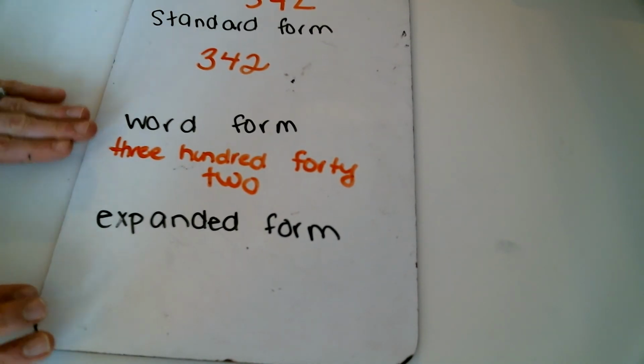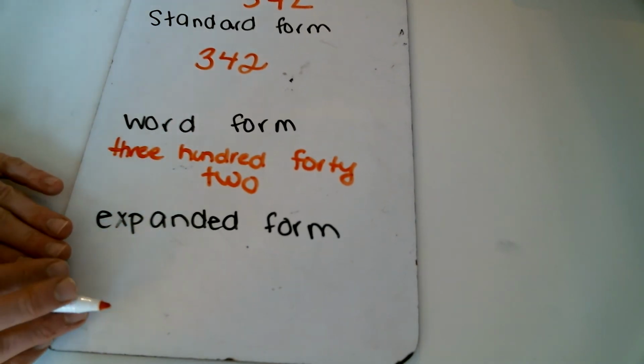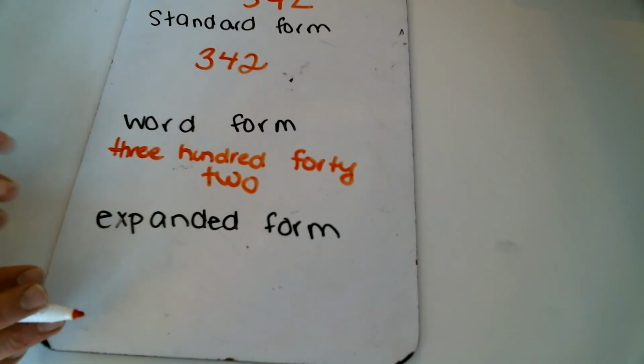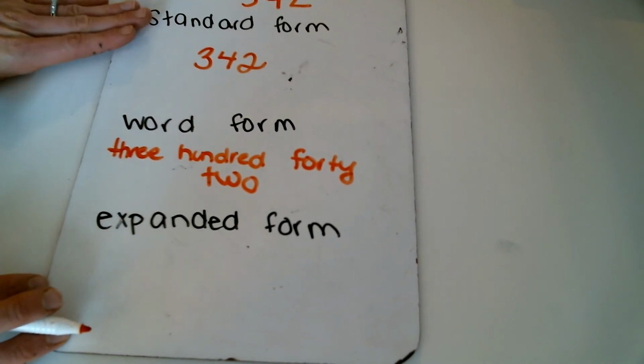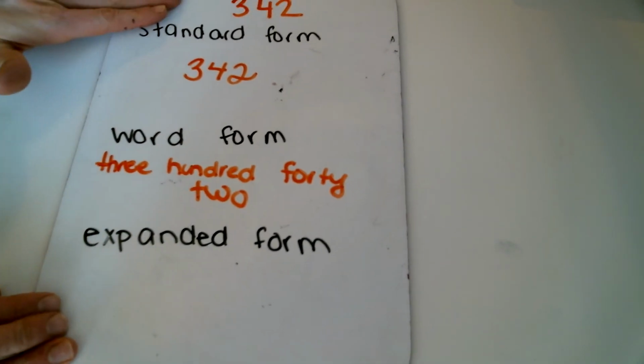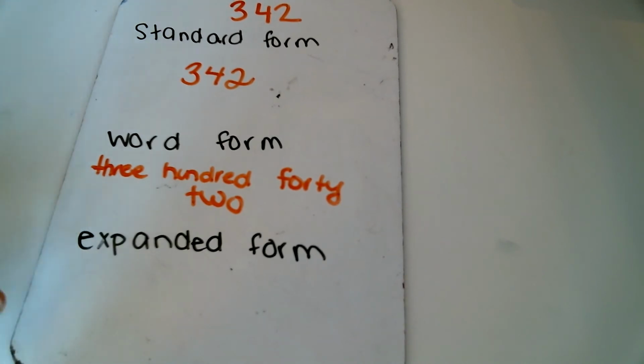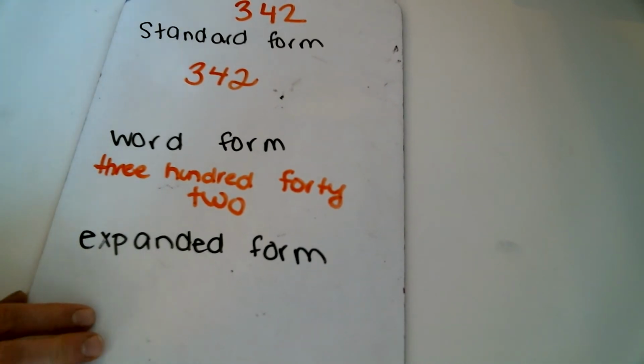Okay, standard form is in that numerical form right here. Word form is in the actual words that you say, and then expanded form. Expanded form is when I take my number from standard form and I'm pulling it apart and I'm showing the number by the sum of its values. Okay, I'm going to show my number by the sum of its values. So let's take a step back and let's look at some problems with expanded form just to make sure that we remember how to do it.